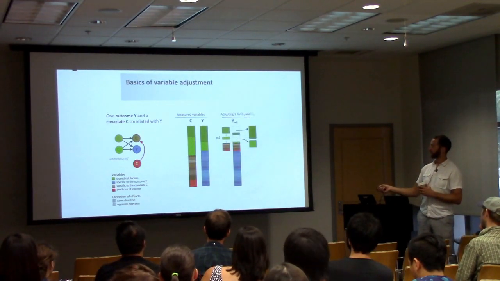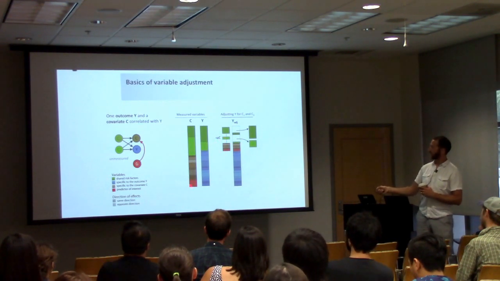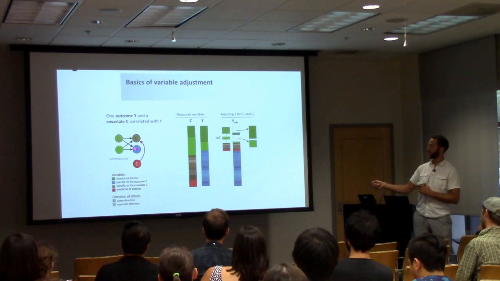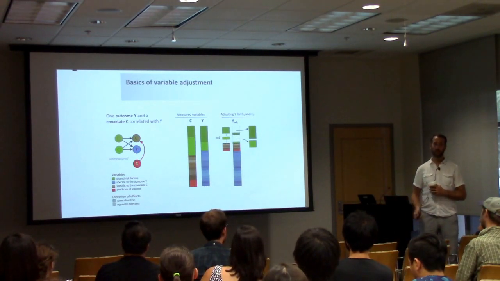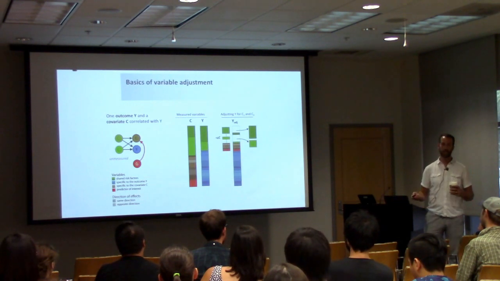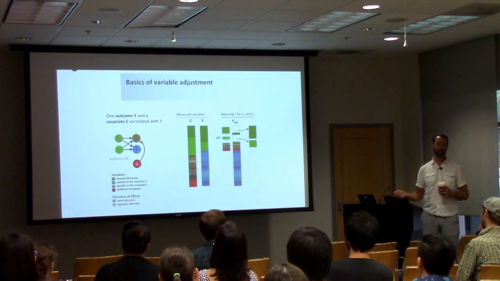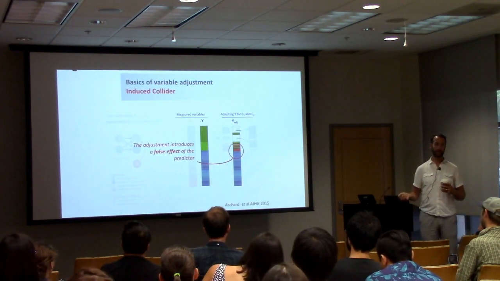Because when we condition on C, since C has a little bit of red in it, the red goes in. So when we're looking at the relationship between the genotype and Y adjusted for C, there's going to be a correlation. We've induced a relationship between G and Y by conditioning on C. That is, we've created a collider, and so we get a false positive.